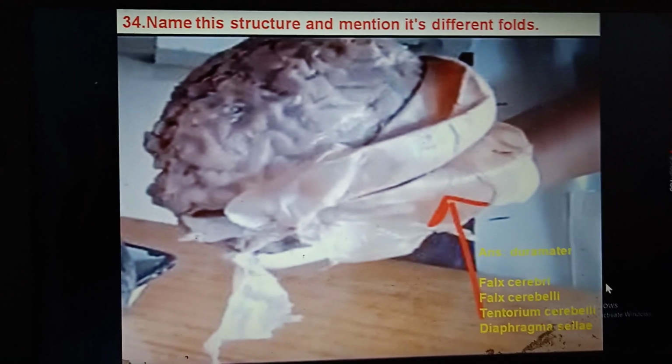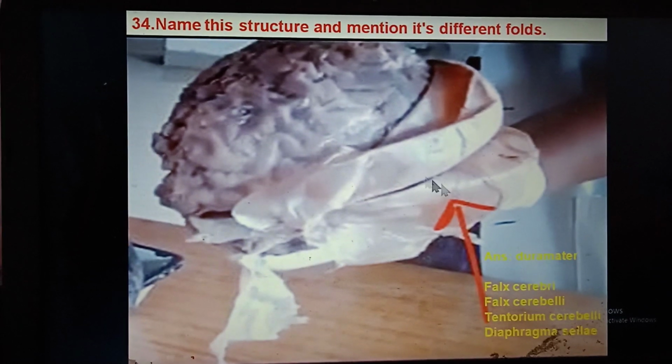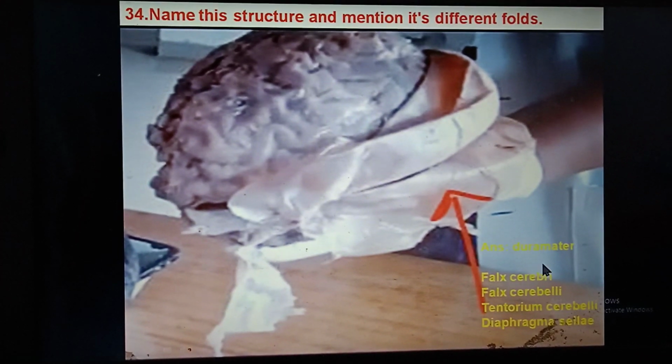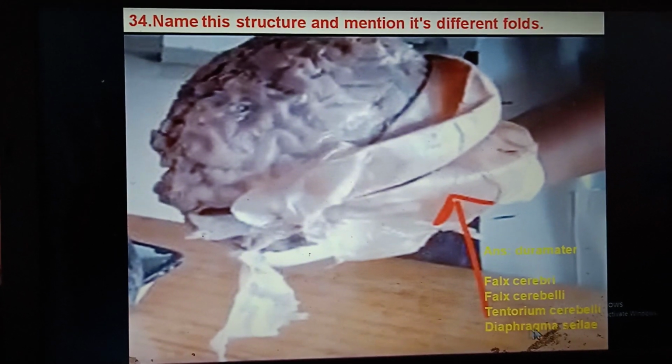Name this structure and mention its different folds. This is the dura mater, and the different folds are the falx cerebri, falx cerebelli, tentorium cerebelli and diaphragma sellae.